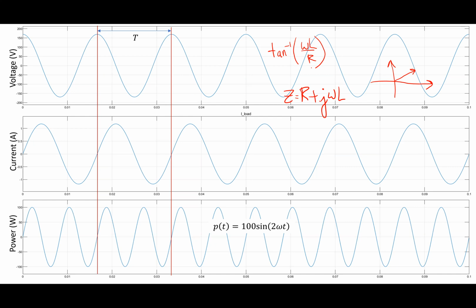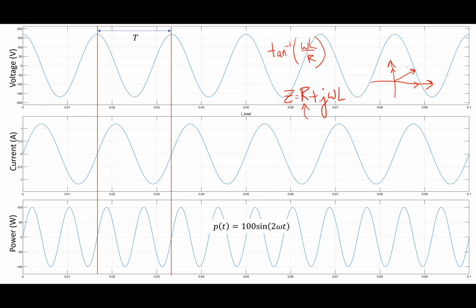And I know it's going to be in the first quadrant because R is always going to be positive, isn't it? Never going to have a negative resistor. Also never going to have a negative inductor or a negative frequency, right? So I'm always going to be in the first quadrant when I have this situation. So if I had a pure resistor, my angle is 0 degrees. If I had a pure inductor, my angle would be 90 degrees. If I have a combination of the two, I would be at 30 degrees, 45 degrees, somewhere in the first quadrant.